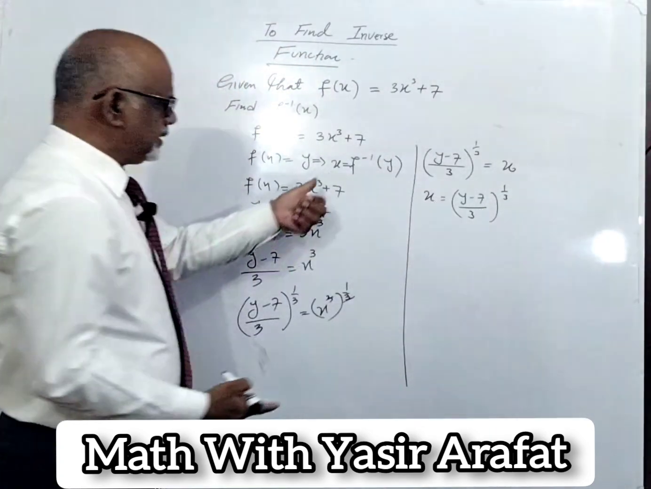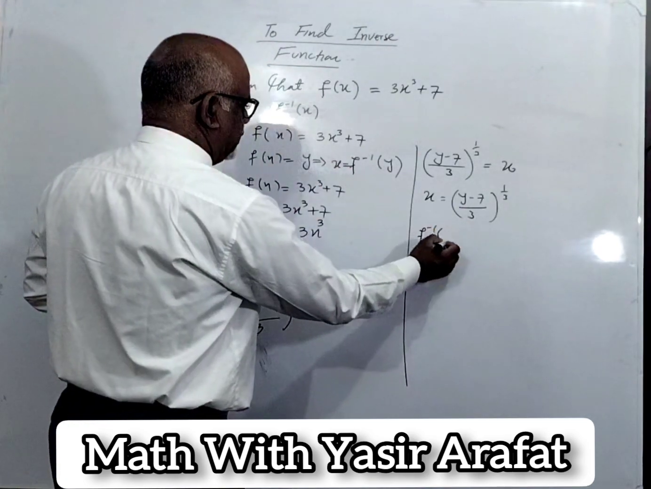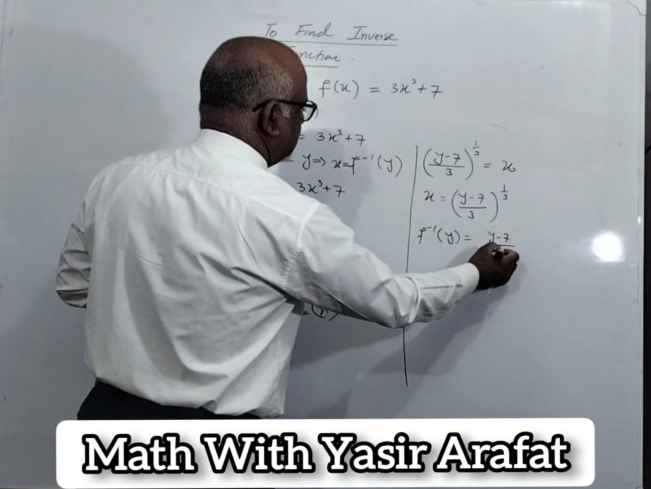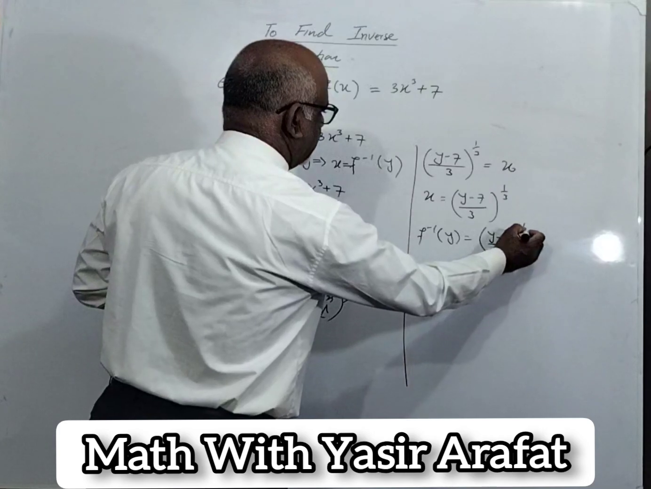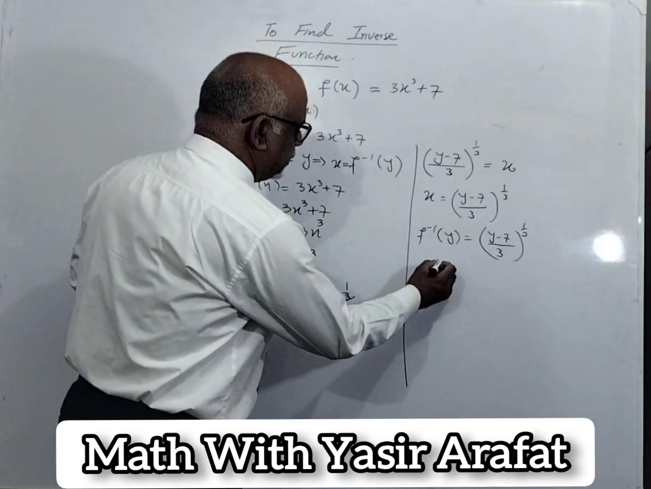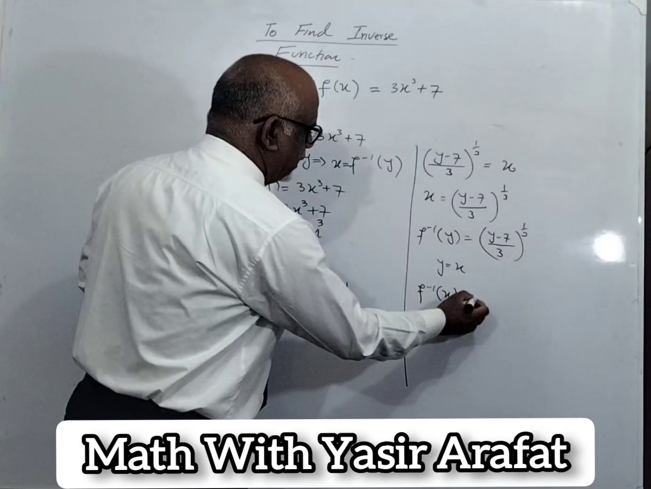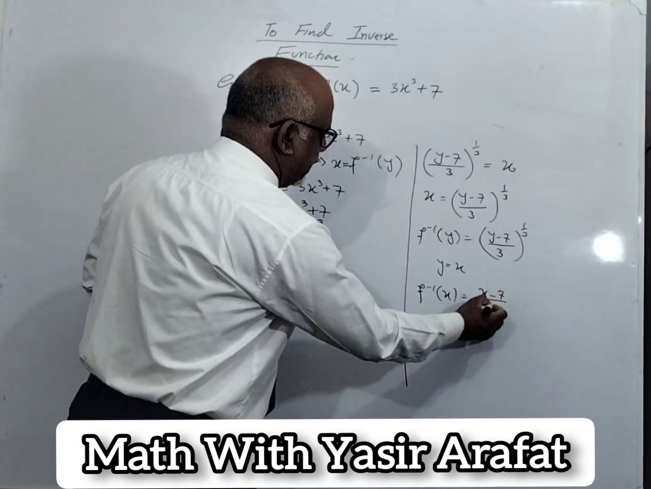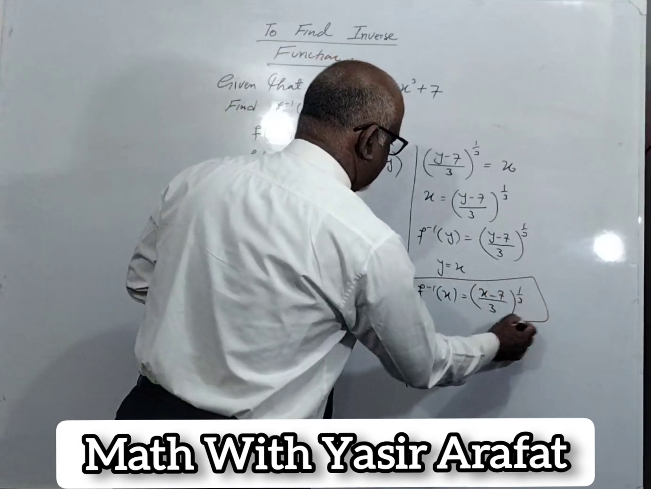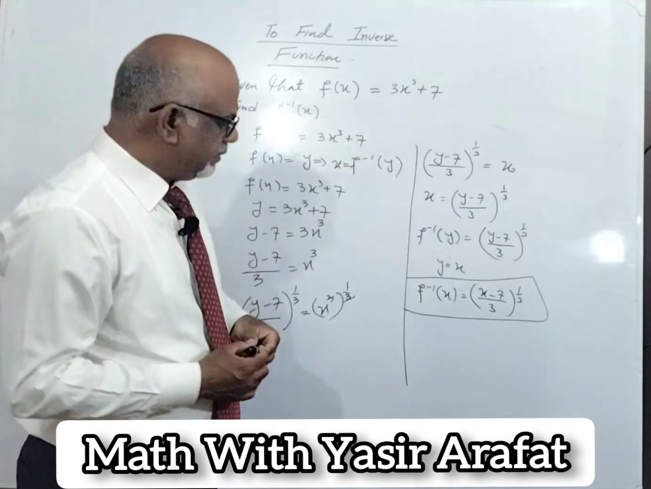So what is the value of x? x is equal to f inverse of y. So this is f inverse of y, equal to (y minus 7 over 3) whole power 1 upon 3. So put y equal to x. So here it is (x minus 7 over 3) whole power 1 upon 3. This is the inverse function of this question, that is 3x cube plus 7.